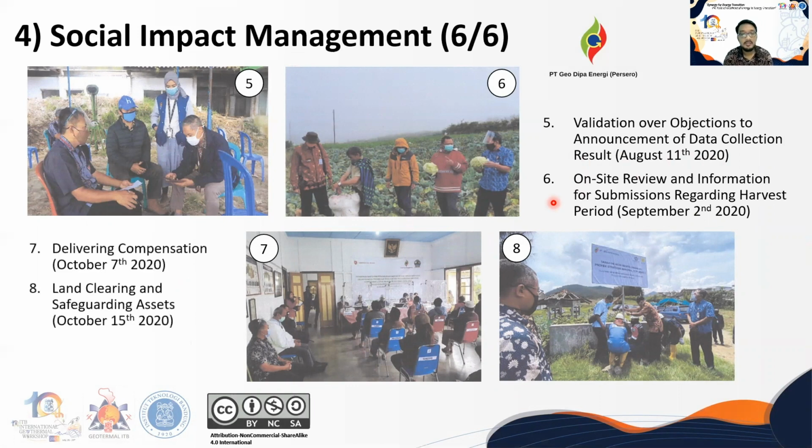Picture number 7 is, we could say, the main event of the social impact management, the compensation delivery. It was held on October 7th, 2020. A week later, picture number 8, taken on October 15th, is the land clearing and safeguarding of assets. So basically, Geodipa built some information boards, signs, and then some fences to guard its assets.